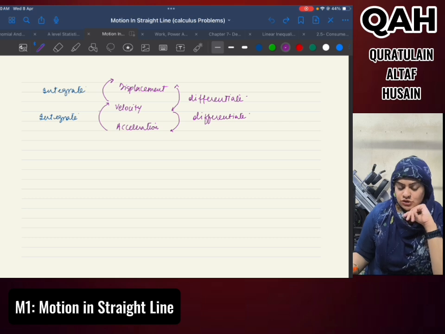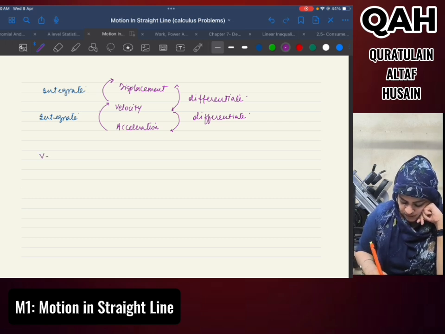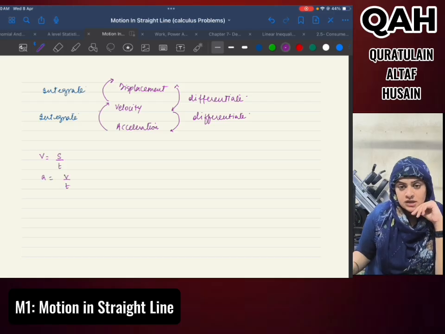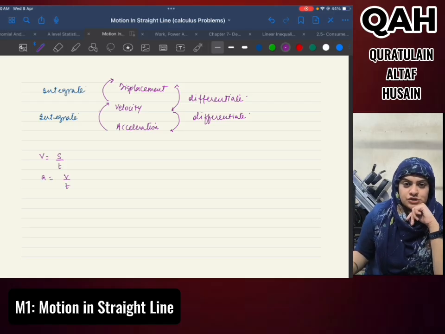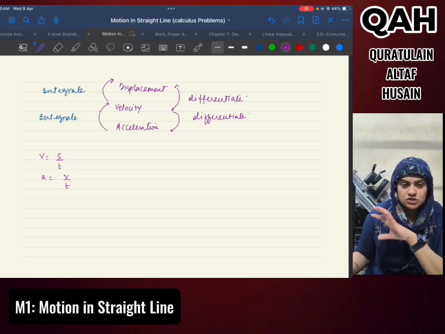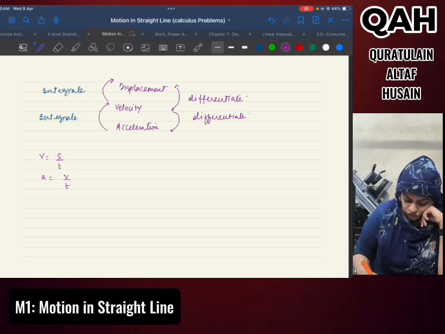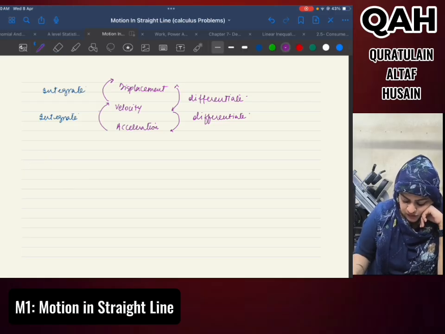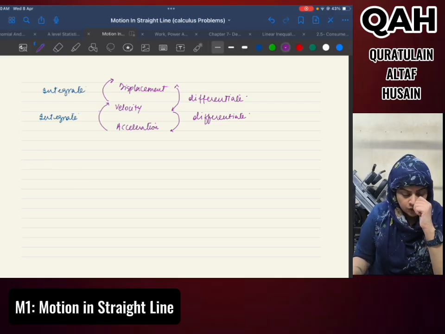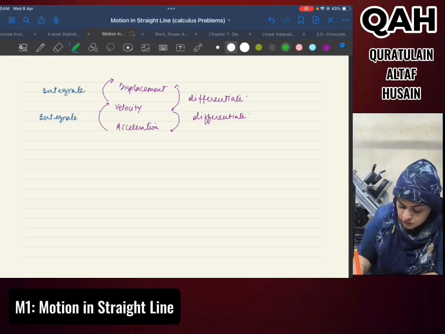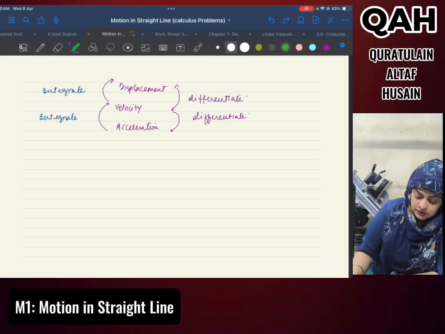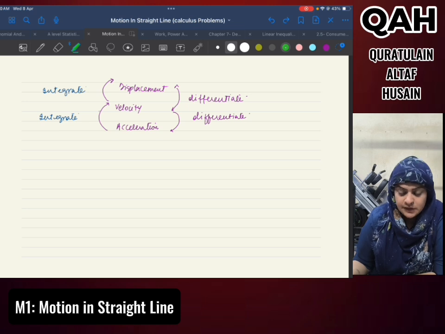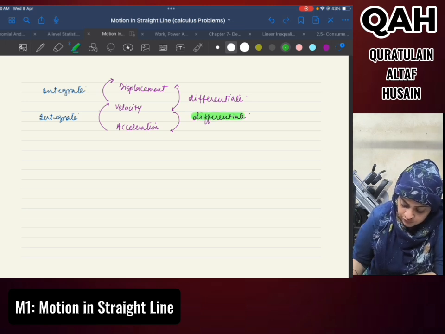Now from previous lectures we know that velocity is the rate of change of displacement and acceleration is the rate of change of velocity. Whenever we are talking about rate of change, we are talking about something changing with respect to time. So if an equation for displacement is given to you and we want to find out velocity, what are we going to do? We are going to differentiate it. And if velocity is given and we want to find out acceleration, we are again going to differentiate it.